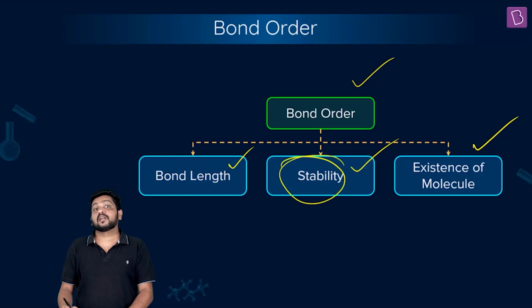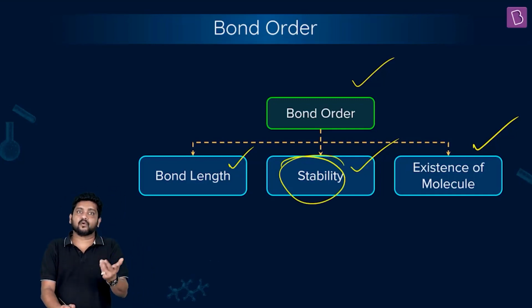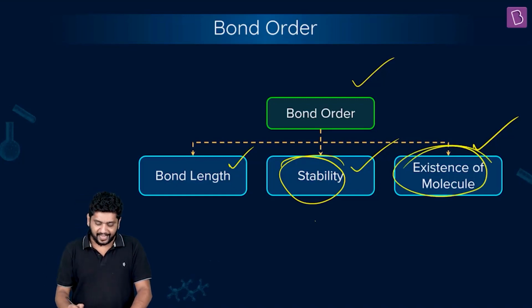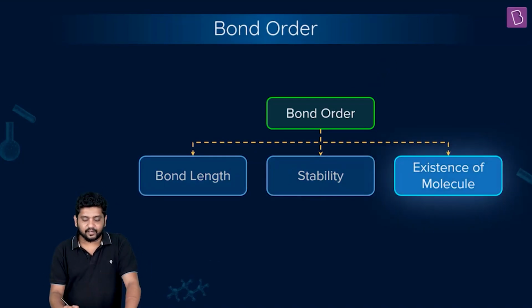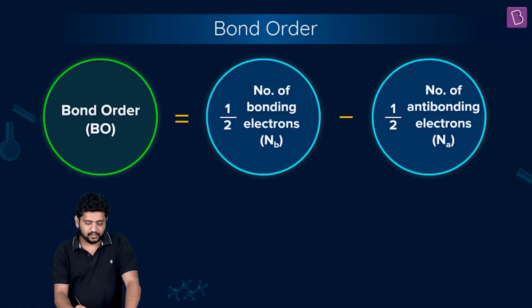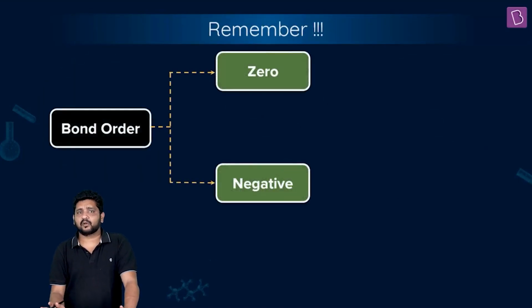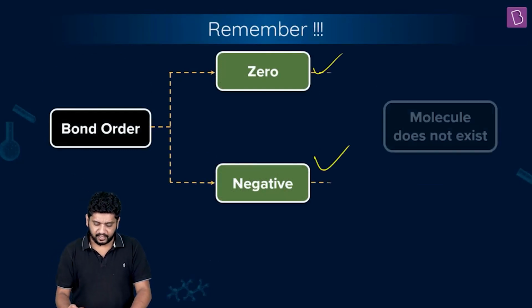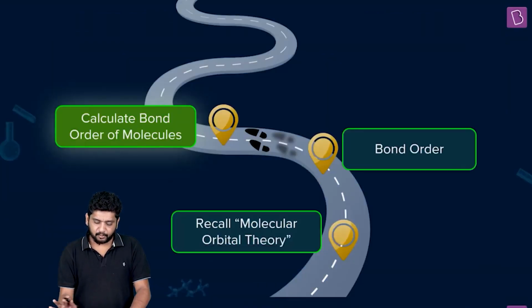Stability is directly proportional to bond order. Single bond, less stable. Double bond, more stable. Triple bond, even more stable. Existence of a molecule, as I have already told you, can be determined using bond order. So different molecules are given to us here, and we will do this for all of them. Half of Nb minus half of Na, and if it turns out to be 0 or negative, we say the molecule won't exist. If it is positive, we say the molecule can exist, right?